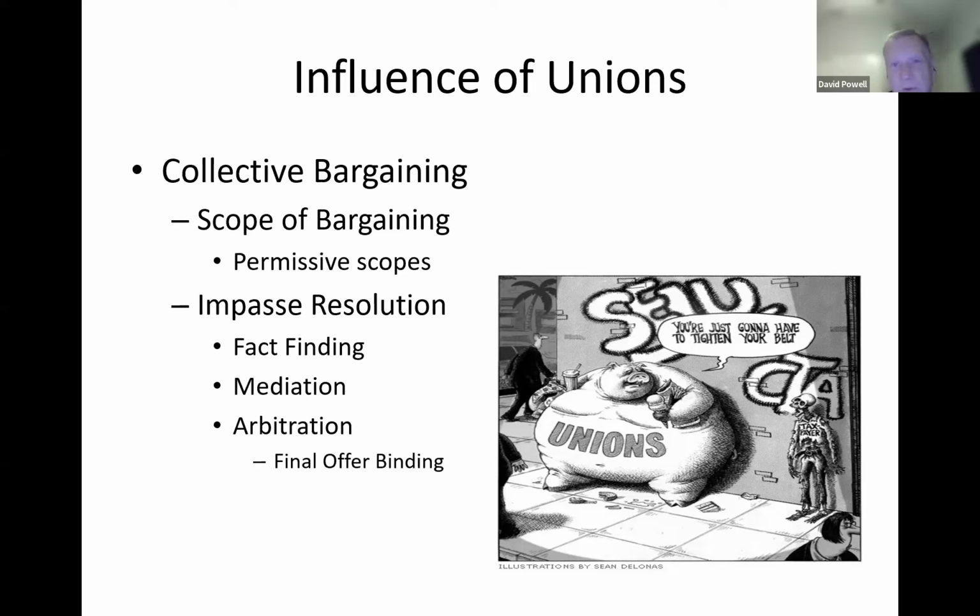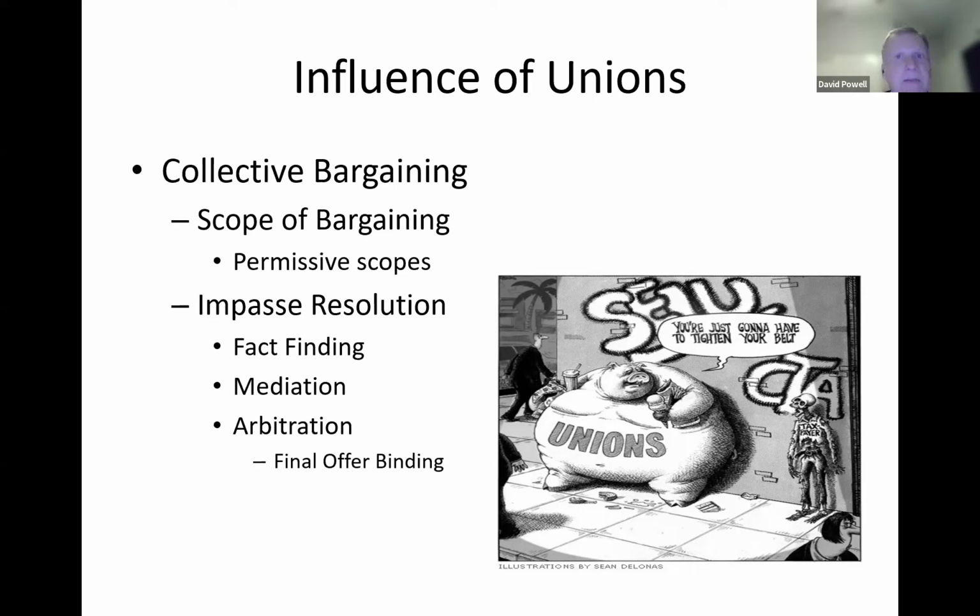A third impasse resolution process is what's known as arbitration. And there's a type of arbitration known as final offer binding arbitration. In final offer binding arbitration, you'll have an arbiter who will come in. That arbiter will look at the final offer of the union and the final offer of management, and will then select one of those two final offers. Whichever offer is selected then becomes binding. That then becomes the collective bargaining agreement.